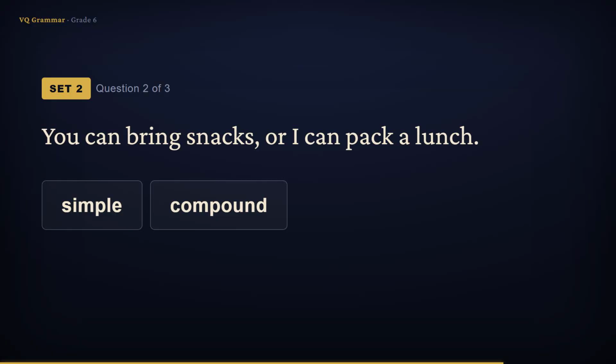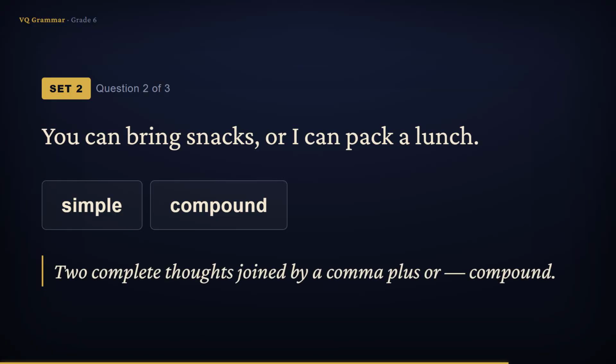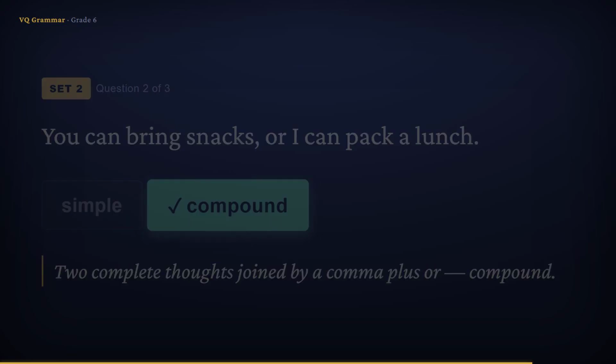You can bring snacks, or I can pack a lunch. Cover the joining word or. On the left, you can bring snacks, a full sentence with the subject you. On the right, I can pack a lunch, a full sentence with the subject I. Two complete thoughts joined by comma plus or. So the answer is compound.